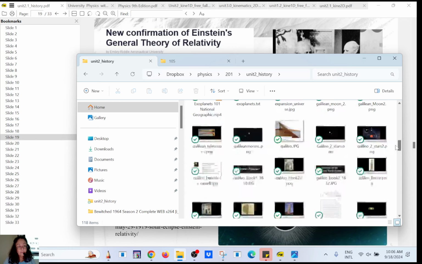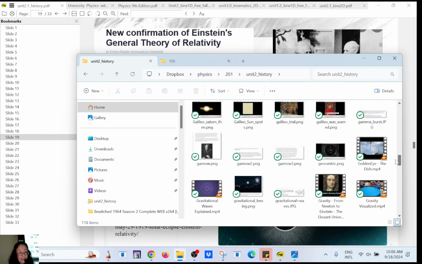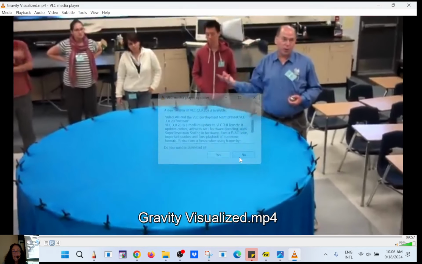Let's do it quick. Gravity visualized. Relativity, the explanation for gravity.